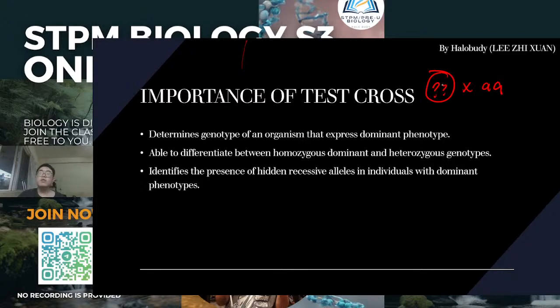We have to know which phenotype or genotype is expressing the dominant one, either tall or short. Because at the beginning, Gregor Mendel did not know which of tall or short is dominant. He did this cross, and only then did he know: oh, tall is dominant, short is recessive. It is also able to differentiate between homozygous dominant and heterozygous genotype, and identify the presence of a hidden recessive allele in an individual with a dominant genotype.